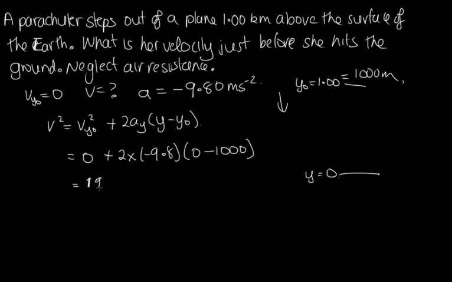So 19,600 is equal to v squared, and so v is equal to the square root of this. Solving that on the calculator, we get 140 meters per second. But we've been asked for the velocity, so we should give a direction. So this is towards the ground.